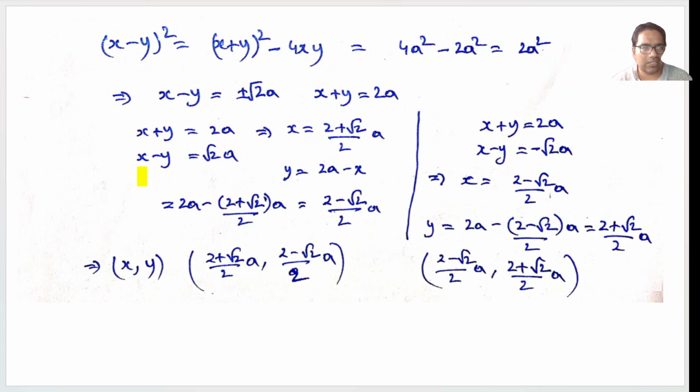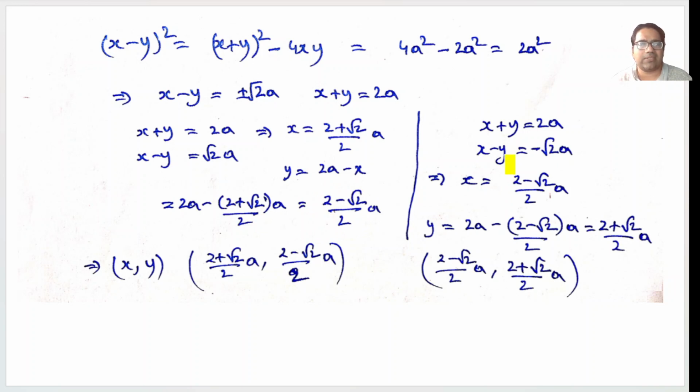Let us solve both of these. Let us just add the first pair: 2x becomes 2a plus root 2a, so x becomes (2a plus root 2a) by 2. If we add both, y gets cancelled. And what would y become? x plus y equals 2a, so y equals 2a minus x. That is 2a minus (2a plus root 2a) by 2, which is 4a minus 2a minus root 2a, all by 2. Taking a common, the root 2 remains, so we are left with y equals (2 minus root 2) a by 2.